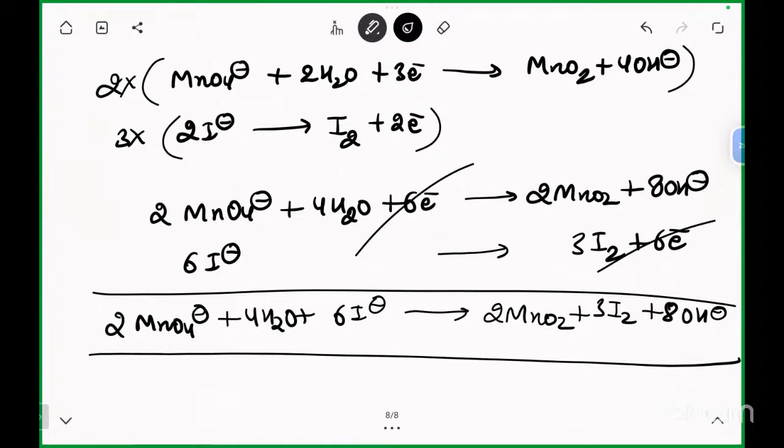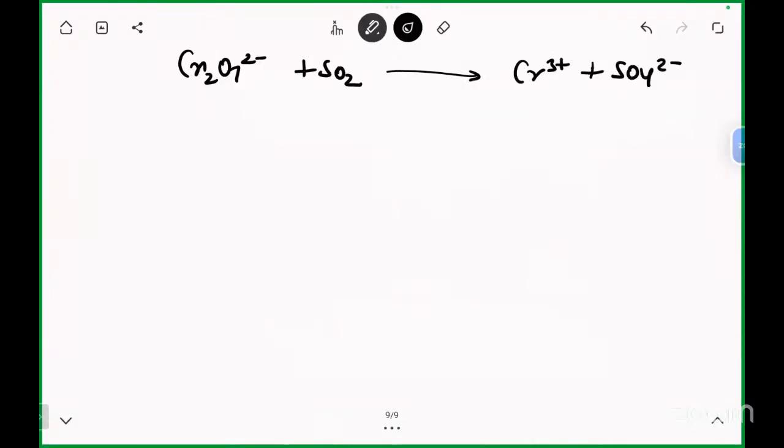Okay. In acidic medium, let's see one example. The example is given like Cr2O7 2 negative plus SO2 gives out Cr3 positive plus SO4 2 negative. So this is the equation. You have to balance this particular equation in the acidic medium. So for calculating it in the acidic medium, what you have to do is just divide the equation in two parts. First, you have to calculate the oxidation numbers.